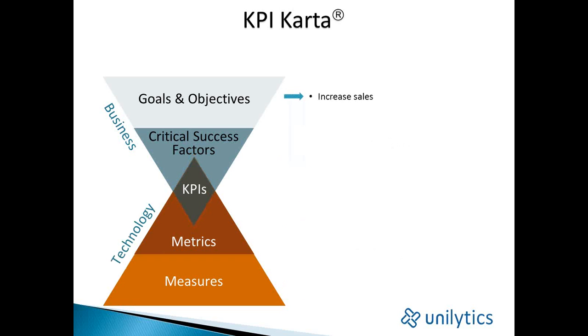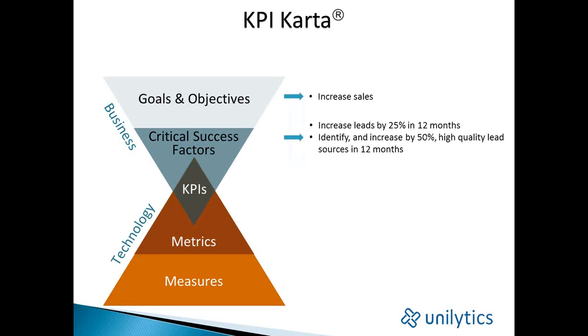And let me use an example. Let's say that our objective is to increase sales. Well, our critical success factor then might be to increase leads by 25% in the next 12 months. And a CSF always has those two components. It always has a measurable finite amount that we can track, and it has a time frame in which that needs to be accomplished. So the critical success factor says if we increase leads by 25% in the next 12 months, we're probably going to meet our objective of increasing sales.